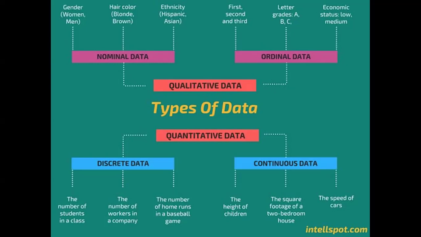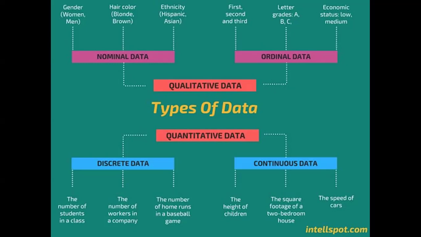In the case of quantitative data, again there are two categories. One is discrete, that is the numbers, obviously, and the other is continuous data. Discrete data contains pure numbers, like 1, 2, 3, 4, or something like that. Whereas continuous data contains decimal points as well.